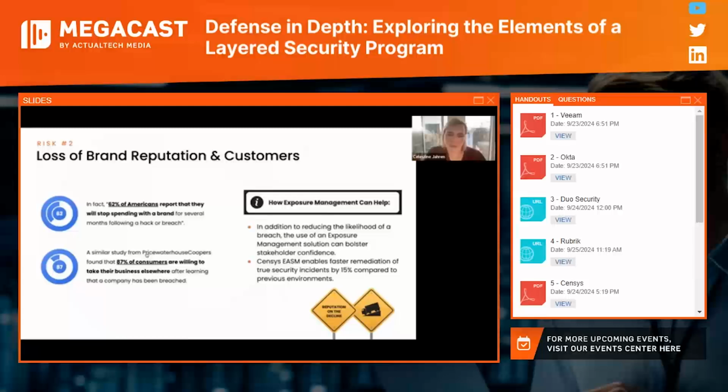So how can exposure management help? Well, beyond the likelihood of reducing an incident, which we talked about already, you can use it to bolster stakeholder confidence.